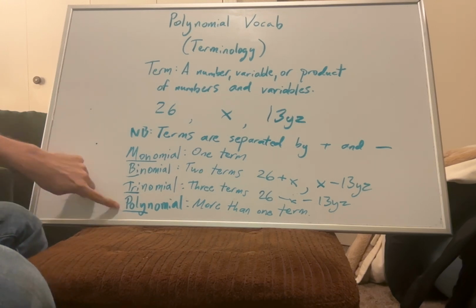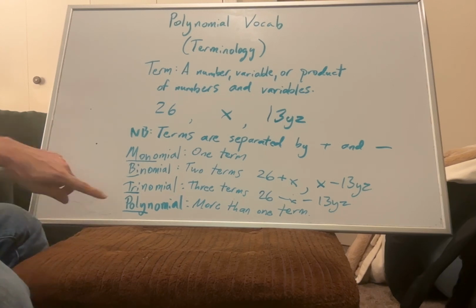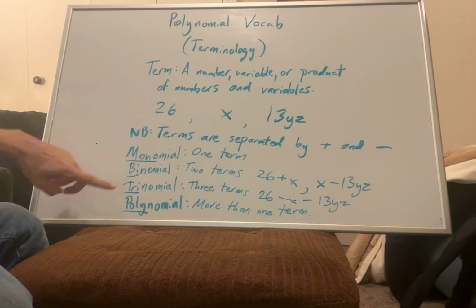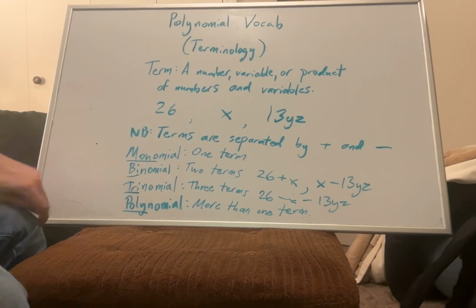And then lastly, we use this term polynomial sometimes. Poly is the prefix meaning many or multiple. So all a polynomial means is that you have an expression that has more than one term. So a binomial would be considered a polynomial. A trinomial would be considered a polynomial, and so on and so forth. If you had an expression with 35 terms, that would be considered a polynomial.